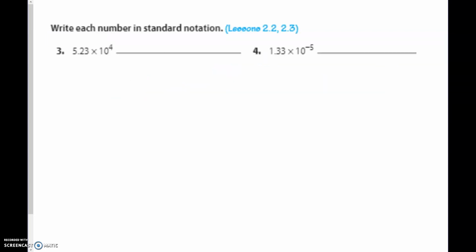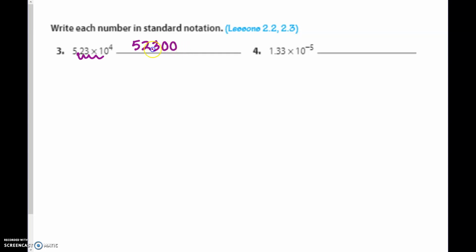All right, now we're going to write this in standard notation. So it's in scientific. Now they want to get rid of that times 10 and they want us to just write that out with commas in here. So this is a positive 4, which means we're going to have a very large number. So I'm going to move that decimal. So it's right here. I'm going to move it 1, 2, 3, 4. And I fill in those.